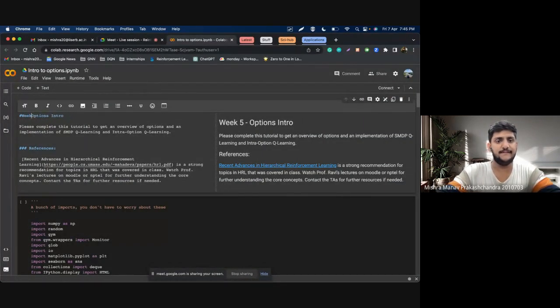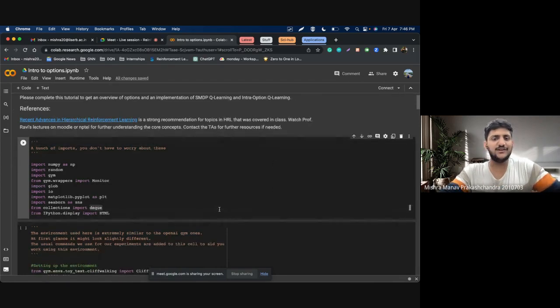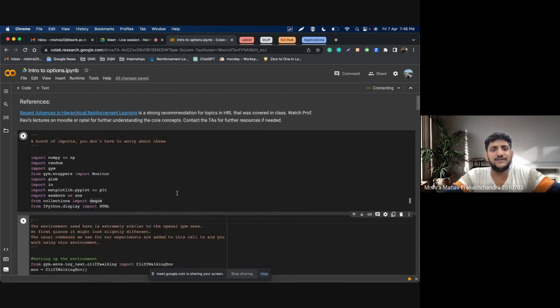We'll do a simple code to understand SMDP Q-learning and intra-option Q-learning for the options framework. References: you can read this survey paper on recent advances in hierarchical RL. It's a strong recommendation for any topics in HRL covered in the class. And you can watch the professor's lectures on NPTEL for further understanding of the concept. We start off with a bunch of imports. We are using Python.